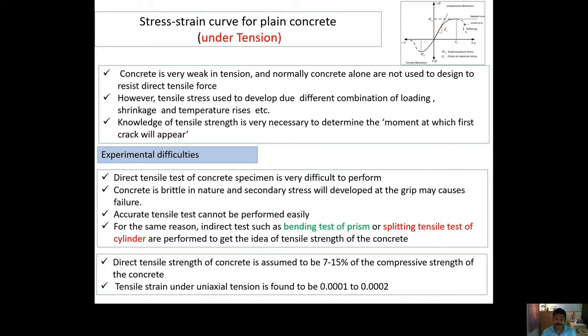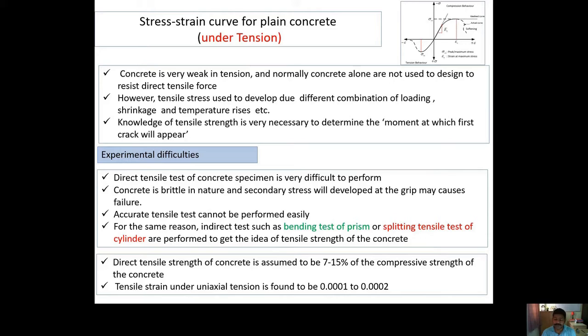Thus it is very important to have knowledge of the behavior of concrete under tension. You should also know, when some load is acting and bending is occurring in the structure, at which moment the first crack appears.